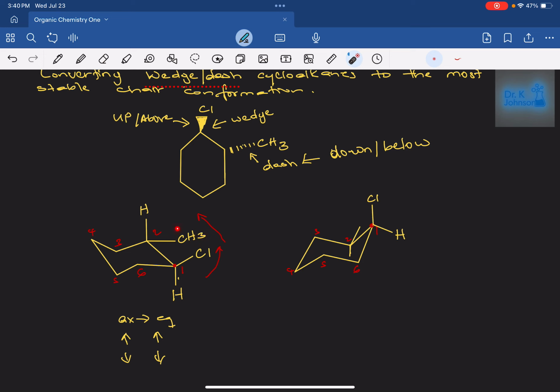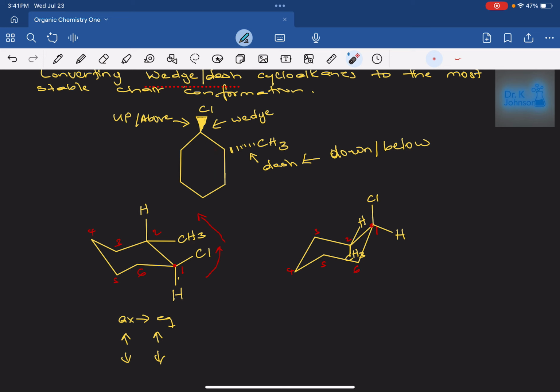My CH3 is down, equatorial. So on carbon 2 here, I need to place my hydrogen. It needs to stay down, and it is axial. So CH3 is here, and here's my hydrogen. Now the question asks you to draw the most stable chair conformation of this molecule. So we've completed the first part. We've drawn the two chair conformations of this molecule, given the structure.